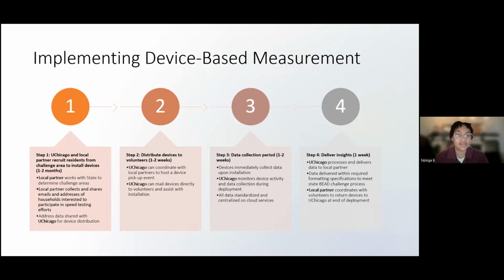And then participants will install the devices and they'll immediately begin collecting data. We can monitor the data during collection and we will keep it all standardized and centralized on our cloud services. And finally, UChicago will deliver insights to you and to your local partners, making sure that it's formatted within BEAD requirements, and all local partners will then coordinate with the volunteers to get the devices returned to us at the end of this deployment.